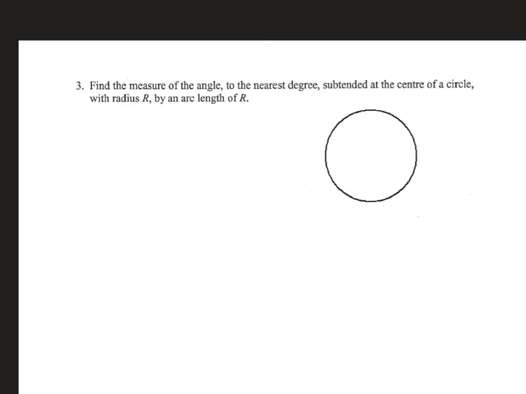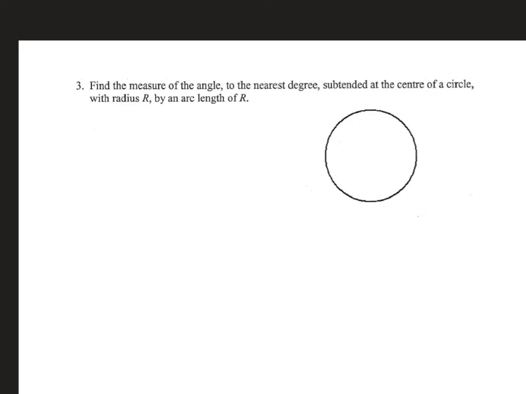So let's take a look at a little bit of a different situation. This is going to be applicable to what we've covered already today, but it's going to feel a little weird because I've given you no specifics. Problem 3 says: find the measure of the angle to the nearest degree subtended at the center of a circle with radius r by an arc length of r. A couple of things to break down. First off, there are no specifics. I haven't given you the size of the circle, the size of the radius, anything like that.